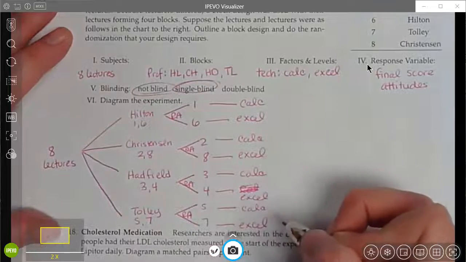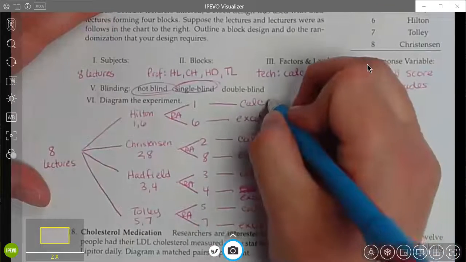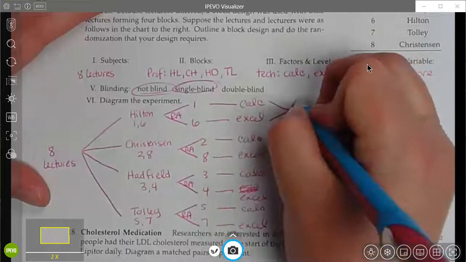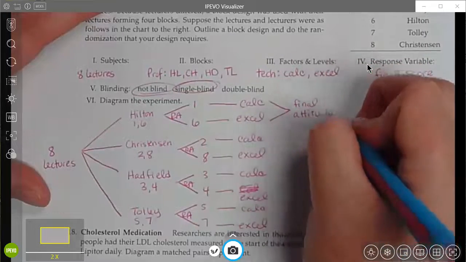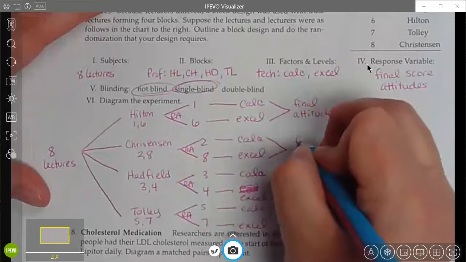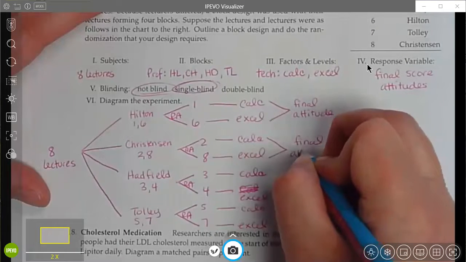And then at the end of the semester, the professor is going to compare how their students did. So we'll look at their final and their attitude. And each professor is going to do that with their 2 classes. So we'll have 4 sets of comparisons here.